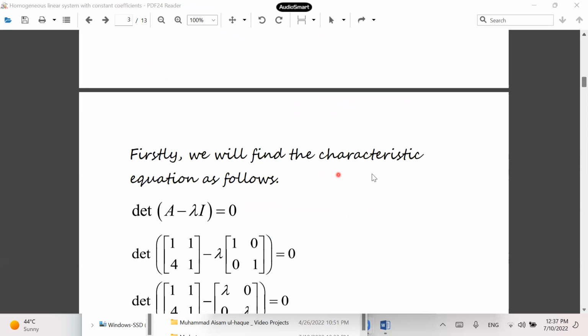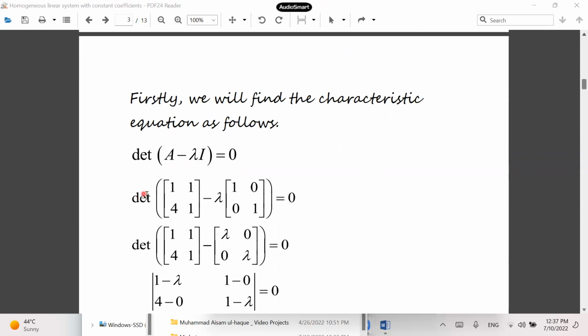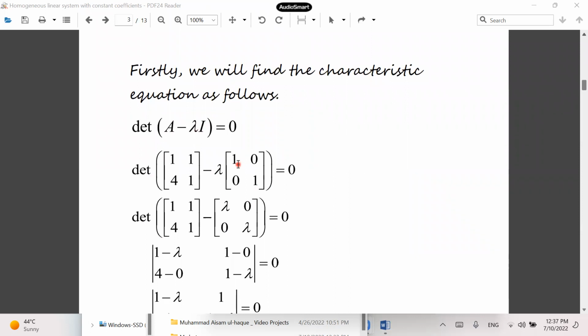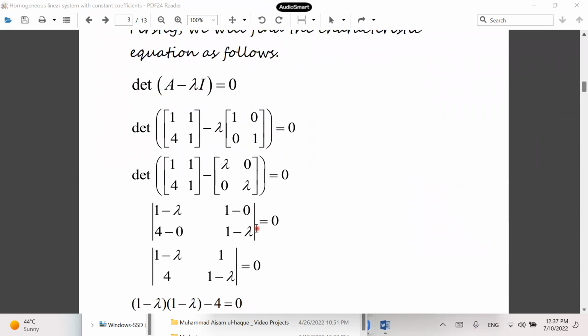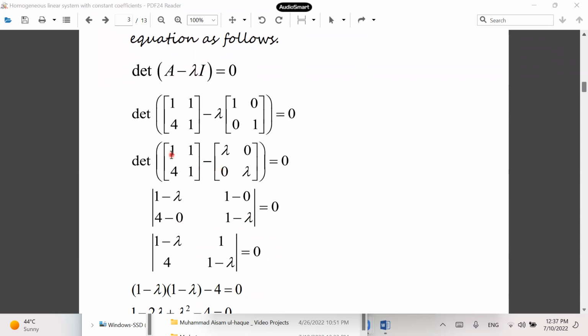Firstly, we find the characteristic equation: the determinant of A − λI equals 0. The matrix A is [1 1; 4 1], and we subtract λ multiplied by the identity matrix [1 0; 0 1], which becomes [λ 0; 0 λ]. After subtracting, 1 − λ, 1 − 0 is 1, 4 − 0 is 4, and 1 − λ, and the determinant equals 0.